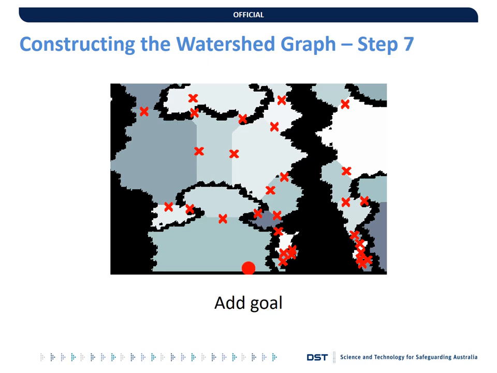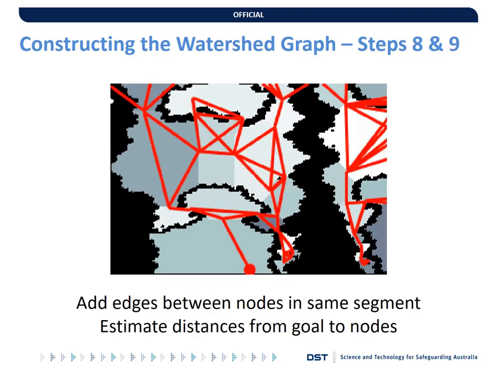Step 7 is to add the goal. Step 8 is to put edges between nodes in the same segment. And then step 9 is to run Dijkstra's algorithm to calculate a distance via the watershed graph from the goal to each node in the graph.